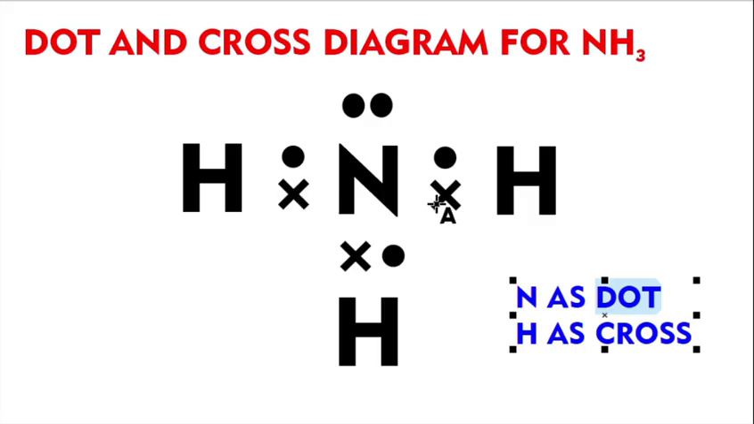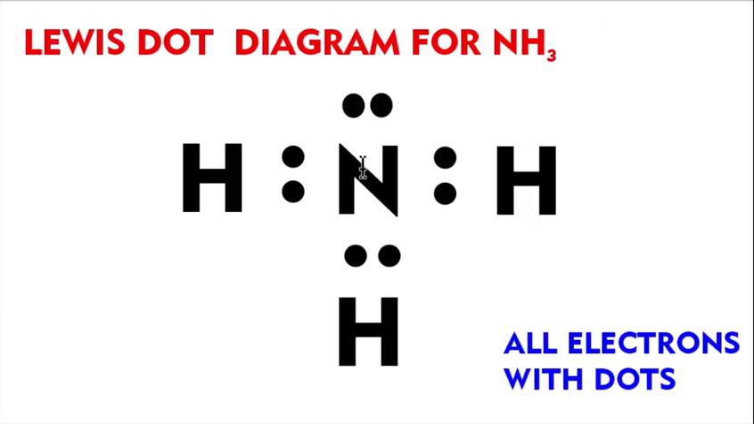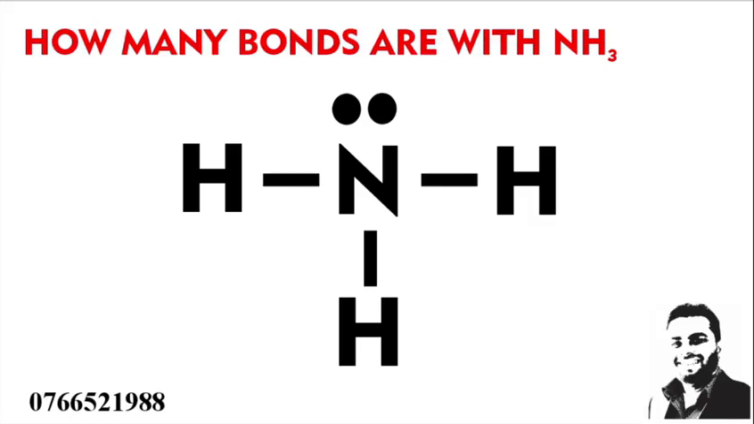All of nitrogen's electrons we show with dots, and hydrogen's electrons we show with crosses. So this is the dot and cross diagram. In the case of a dot diagram, we represent everything, all the crosses, with dots. All electrons with dots. So this is the Lewis dot diagram for NH3.